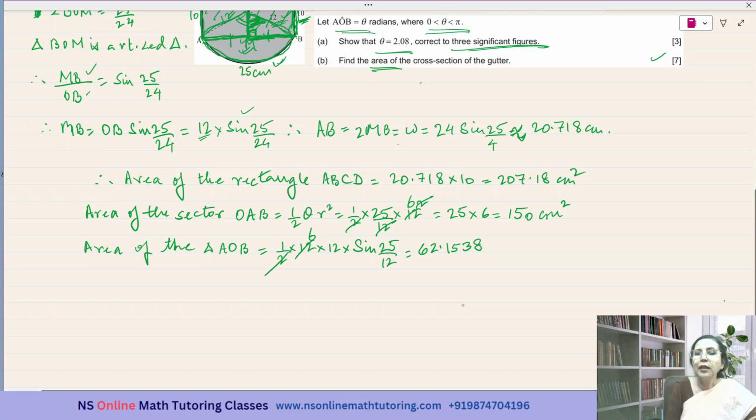I'm taking a random number of decimal digits. Over here, I have taken up to 3 decimal digits. This is 4 decimal digits. I'm not following any rule anywhere. But I'm trying to take more than 3 significant figures. That is all that I am being careful about. Okay. So area of the sector is this, area of the triangle is this.